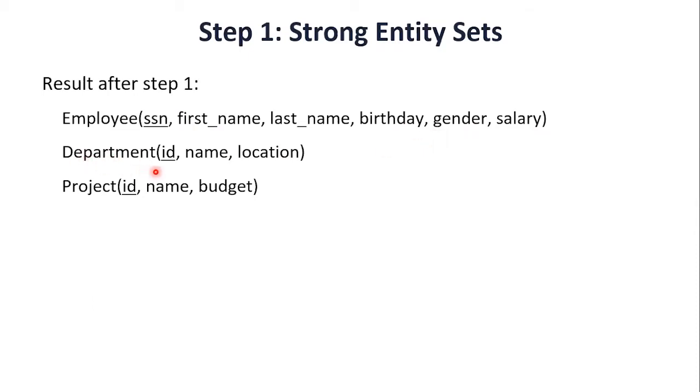And the department relation, so it has the primary key ID, name, location, project, again ID, name, and the budget. So these are simple attributes that came from the ER diagram. So this is what we should have after the step 1.